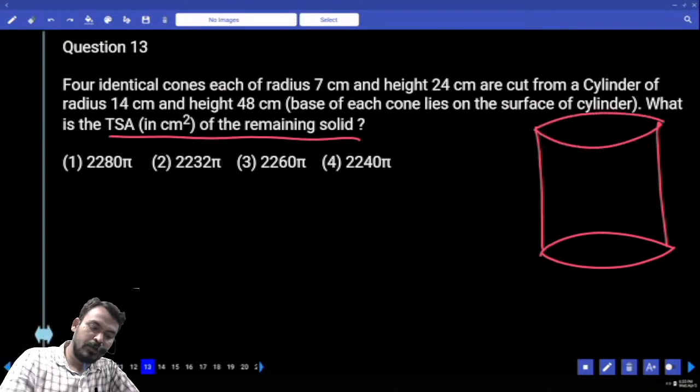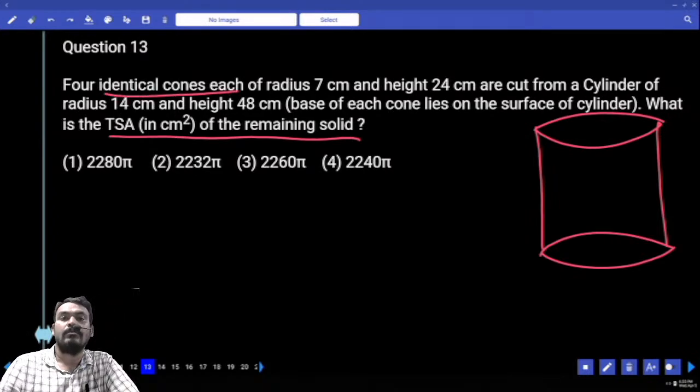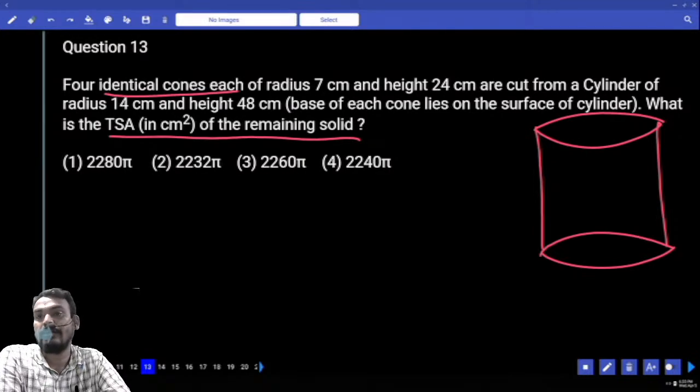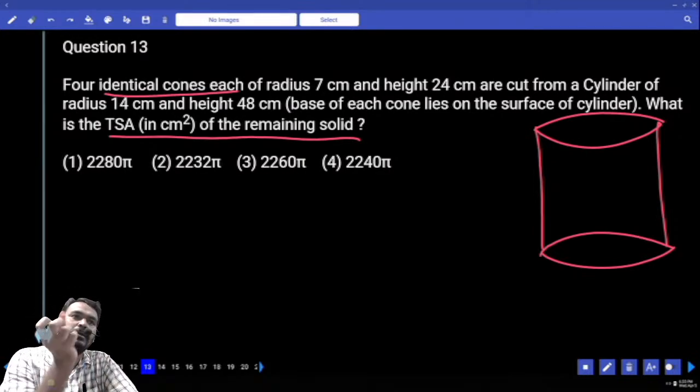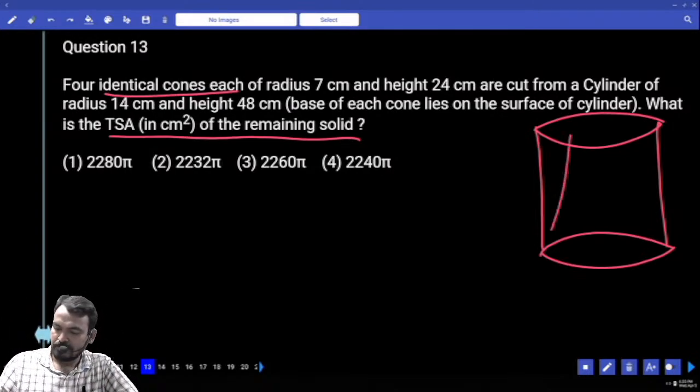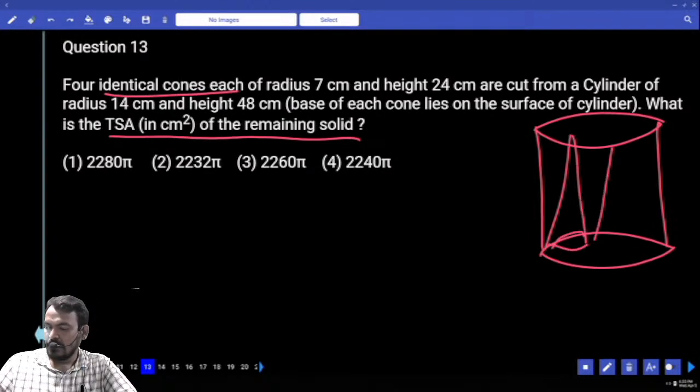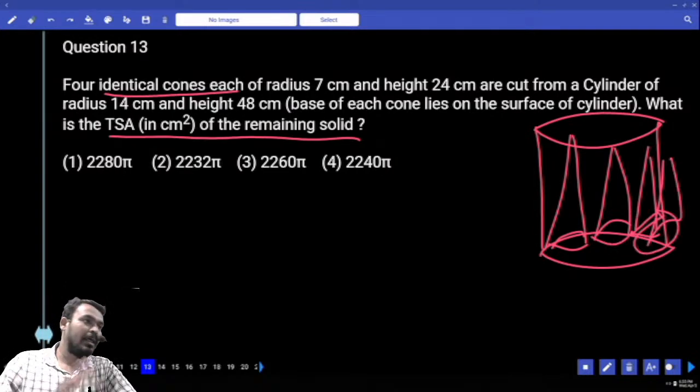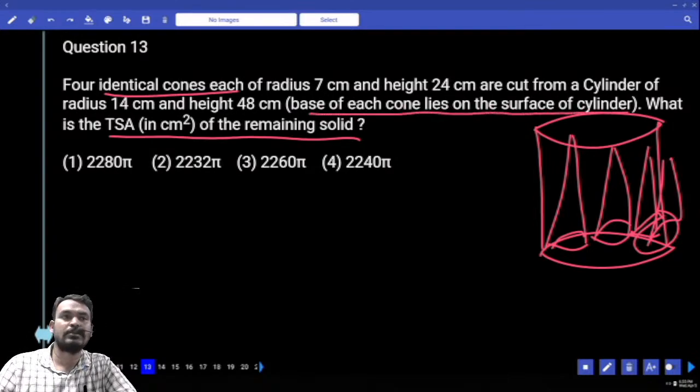In the cylinder, how many cones are cut? Four cones are cut. Are all four cones equal or different? Equal. Every cone is identical, which means all four are the same cones. Same cones are cut. And one more thing is given: base of each cone lies on the surface of the cylinder. Nothing but the base will be the same. First we need to identify each one cone.